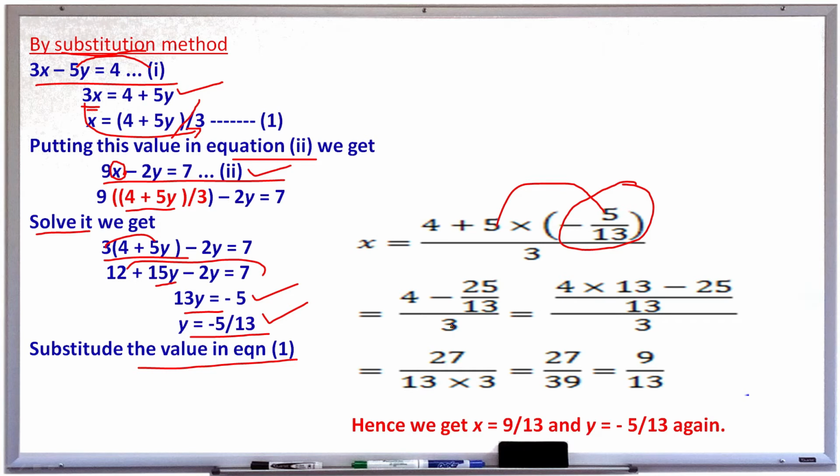Then for 4, you can take LCM. 13 is the LCM, so 13. 4 into 13 minus 25. So 4 times 13 minus 25, you will get 27. Here 13 by 13 by 3. So 13 3s are 39. So 27 by 39, divided by 3, the denominator is also divided by 3. So the answer is 9 by 13. So x is equal to 9 by 13 and y is equal to minus 5 by 13.